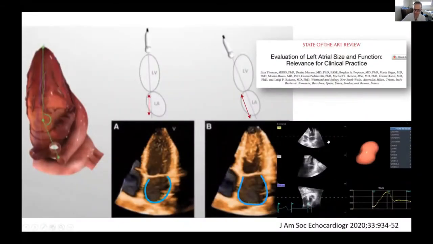So as I told you, it's important to optimize the long axis of the LA for the assessment of the LA volume, but also for the assessment of the LA strain. And regarding volume, if you are not able to optimize this long axis by 2D, you can still record a 3D data set of your patient, and then you will be able afterwards to optimize the long axis of the LA to optimize the measurement of the volumes.